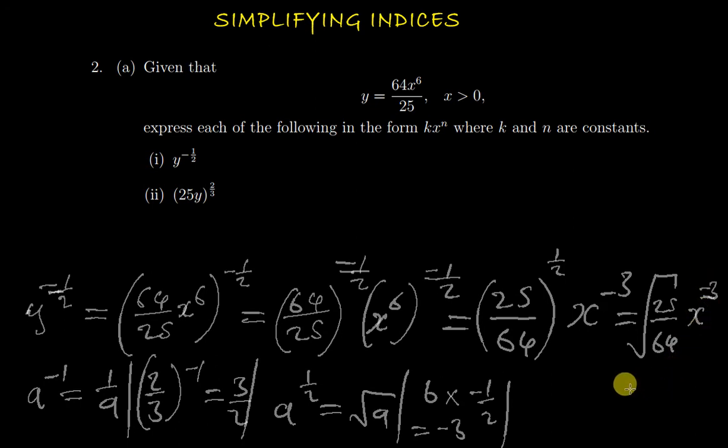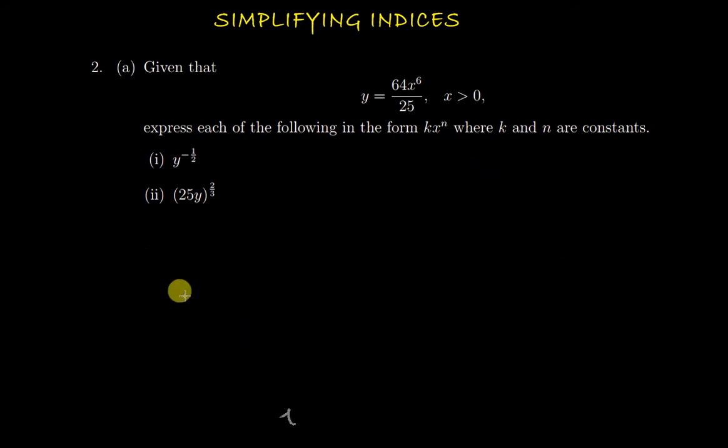Okay, so let us simplify this and write the final answer. The square root of 25 is simply 5, the square root of 64 is 8, and then x raised to the power negative 3. So we have expressed the first equation in the form k x to the power n. Let us quickly look at the next question.